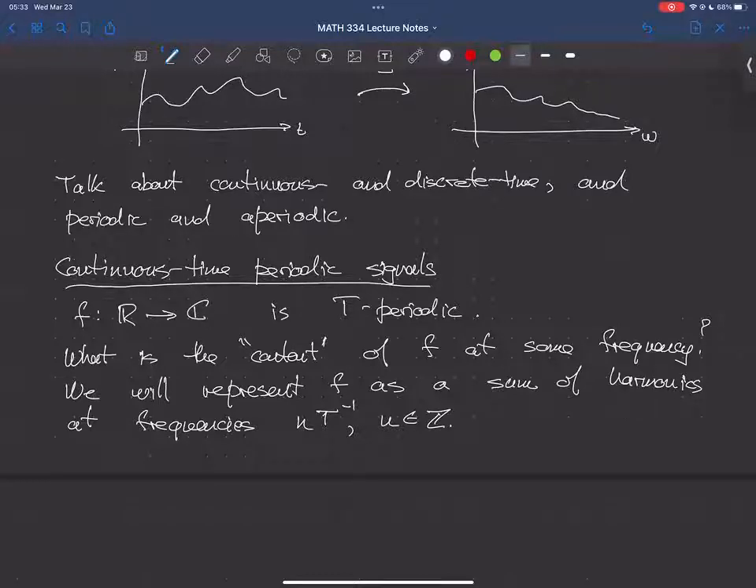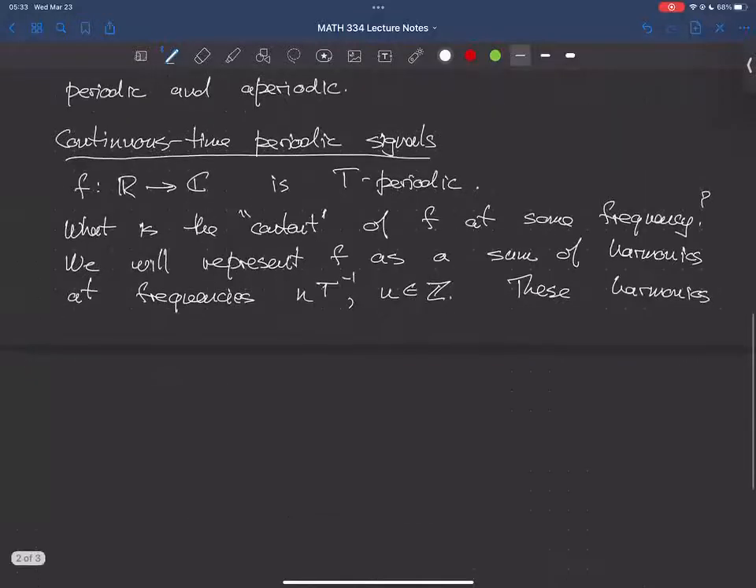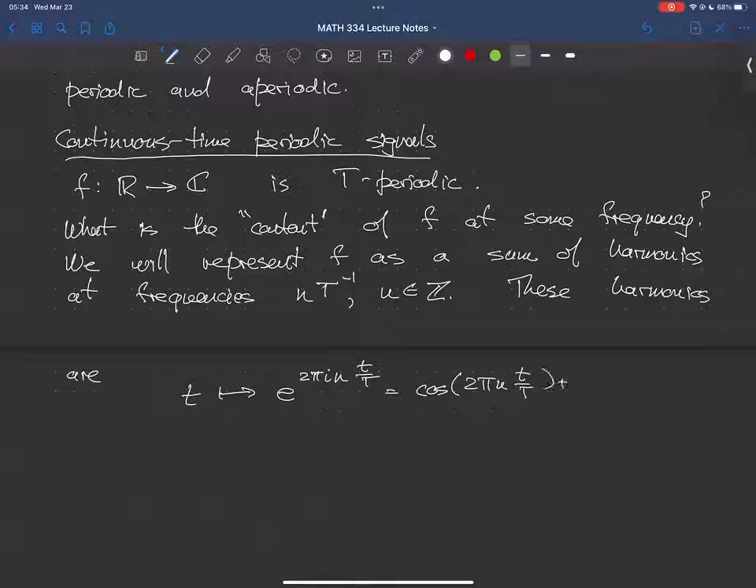So the harmonics, well, the complex harmonics look like this: e to the 2 pi i n t over T. Remember that this is cosine 2 pi n t over T plus i sine 2 pi n t over T. So these are the complex version of the harmonics, and you can also represent things in terms of the real harmonics, and these are just the sines and the cosines themselves.